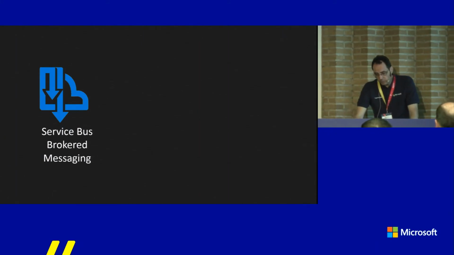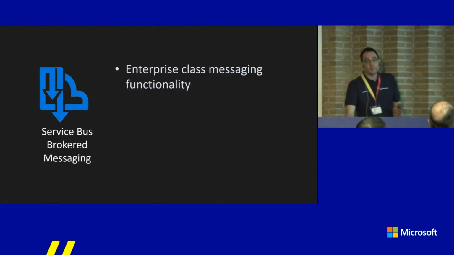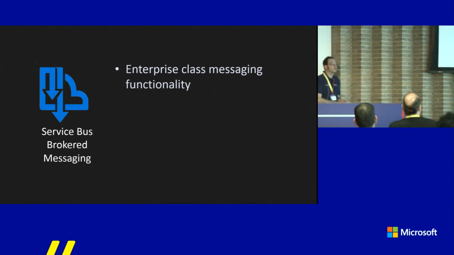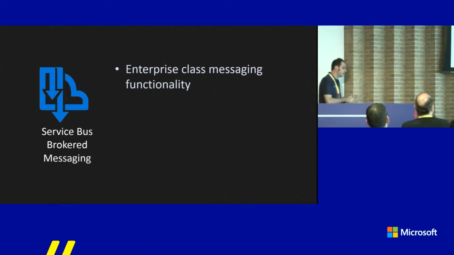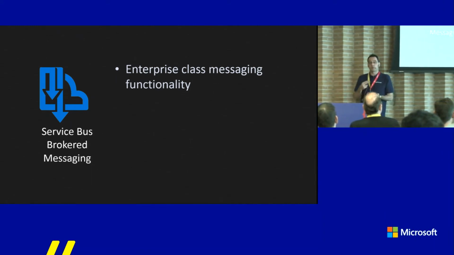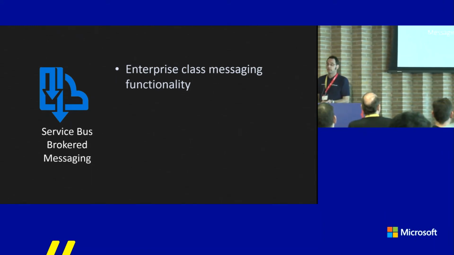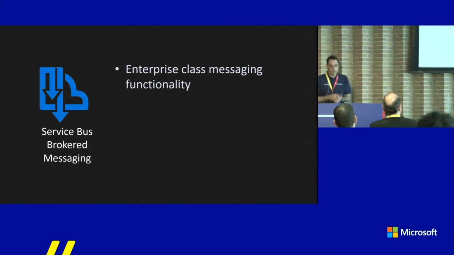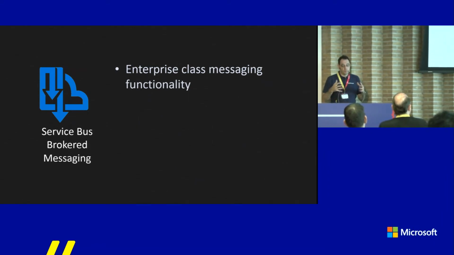Okay, Service Bus brokered messaging. This, as I mentioned, provides the enterprise class messaging functionality. So it gives you dead lettering, it gives you publish subscribe using topics and queues. You can do context-based routing, you can have message expiring, you can have scheduled enqueue time, all that type of stuff when you want to do a bit more sophisticated stuff with messaging.